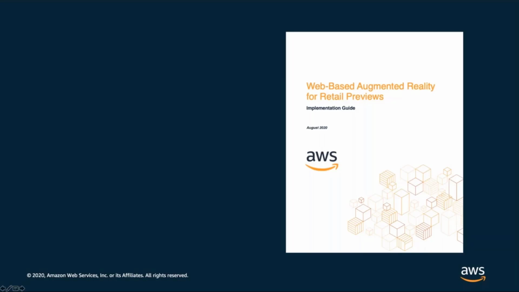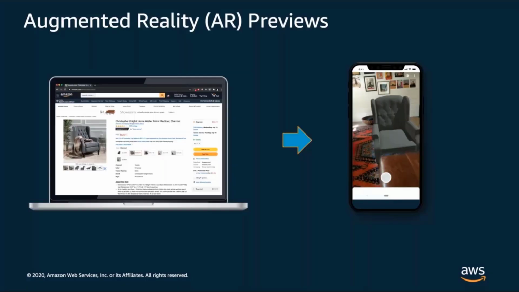Now this webinar is going to walk you through a technical implementation guide that Michael and I wrote by the same title, Web-Based Augmented Reality for Retail Previews. If you look in the live chat window, here's the URL for the paper, so you can download it and follow along. And if you're not watching live, please look below for the URL to this paper so you can follow along. It contains written step-by-step instructions to show you how to do everything that we're going to show you today. So without further ado, let's jump into it.